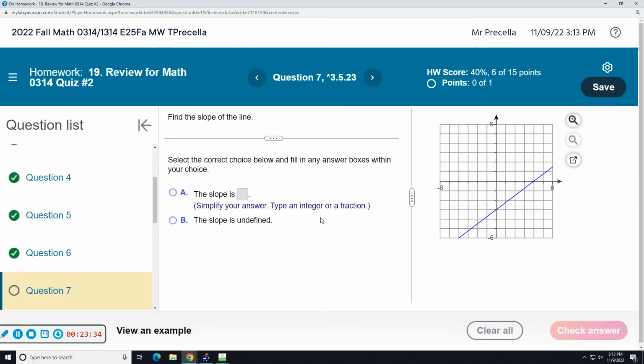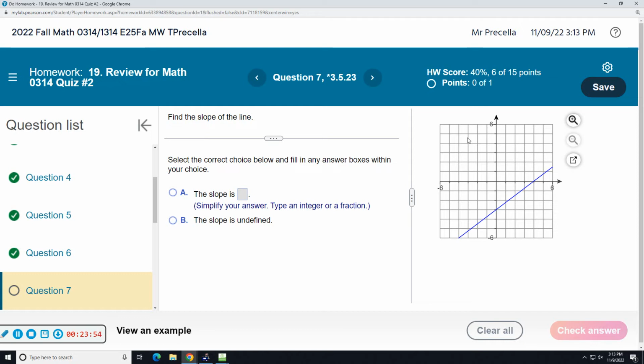Number 7. Oh, it's back to lines. Find the slope of the line. Hey, we know how to find the slope of the line. We know the slope formula. If we had 2 points, we could just use the slope formula, couldn't we?